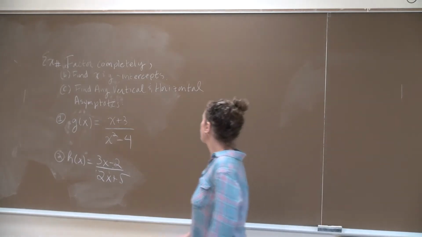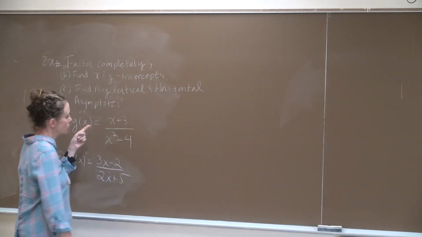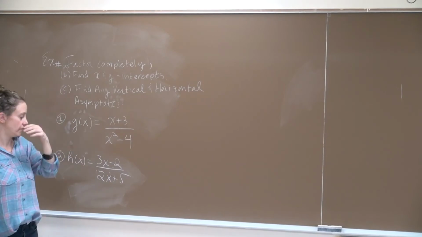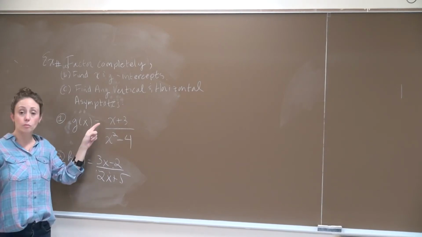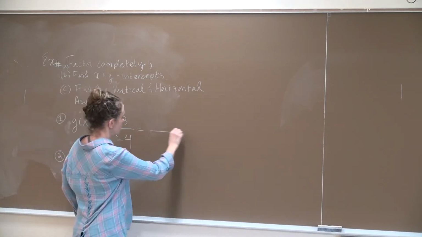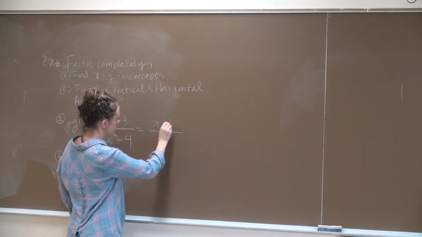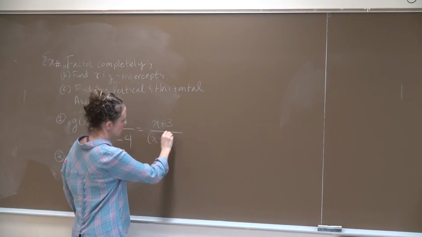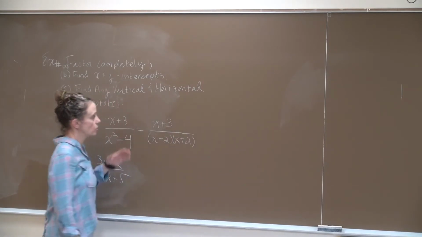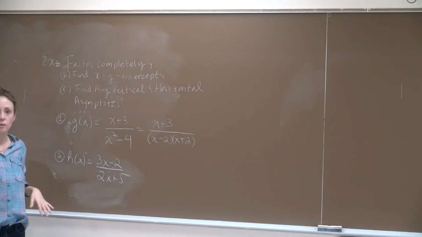So let's start with number 1 over here, which is g of x equals x plus 3 over x squared minus 4. The first thing we're going to do is factor it completely. My numerator is linear, I'm going to leave it alone. My denominator is quadratic. So I'm going to rewrite this as x plus 3 divided by x minus 2 times x plus 2. We have the difference of 2 squares here. So in terms of factoring, I'm done. I took care of part A.